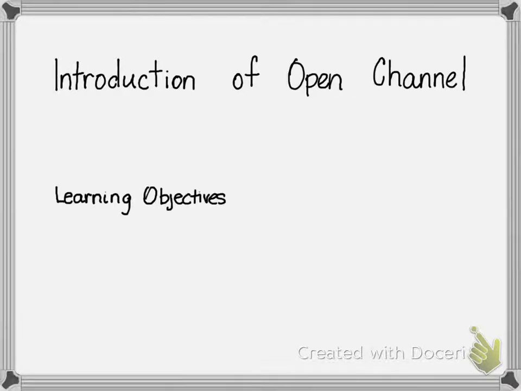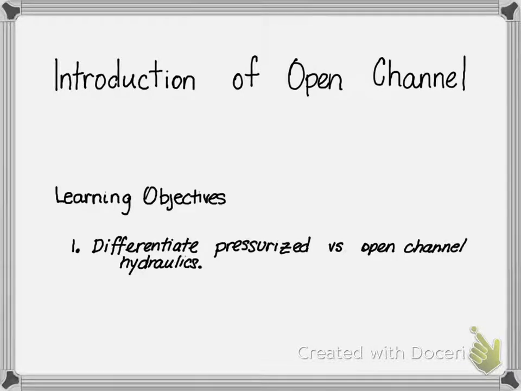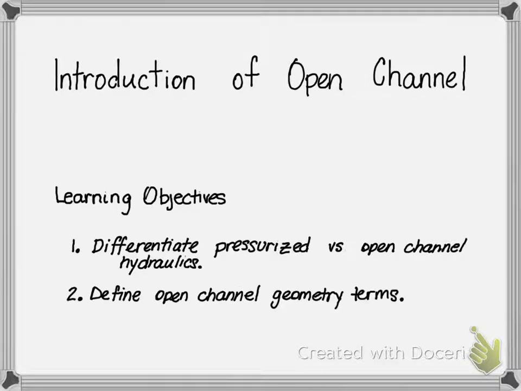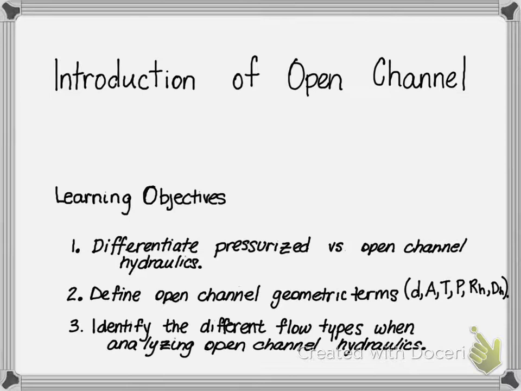In this video I will be presenting an introductory lesson on open channel hydraulics. After watching this video, you'll be able to differentiate pressurized pipe flow from open channel flow. In addition, you'll be able to define open channels in terms of geometric variables. You will need to put in the channel geometry: width, depth, side slope, and/or pipe diameter. Once those are inputted, you'll be able to calculate area, wetted perimeter, top width, hydraulic radius, and hydraulic diameter. Finally, you'll be able to identify the different flow types that are present in an open channel.